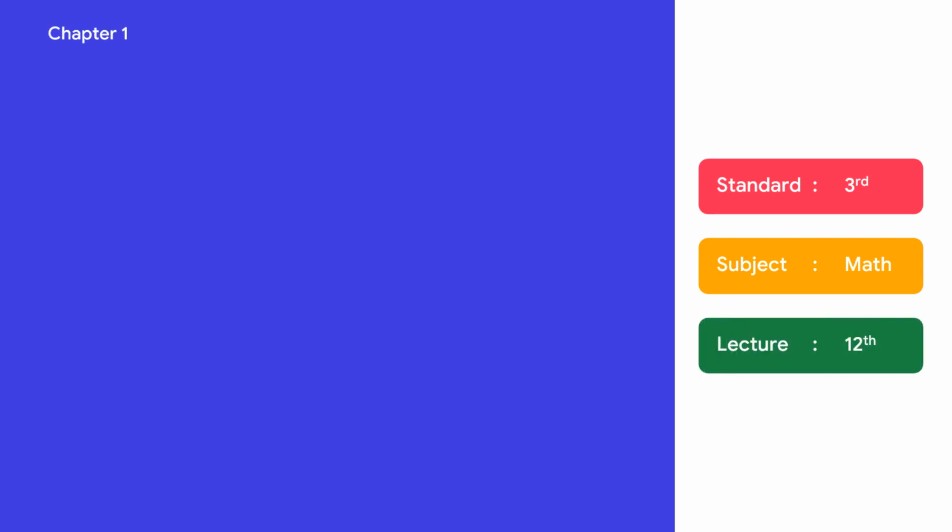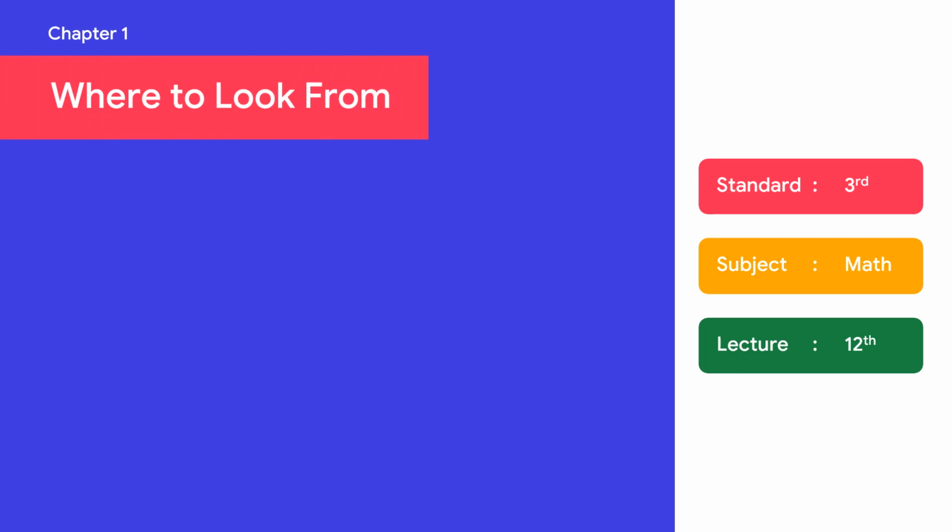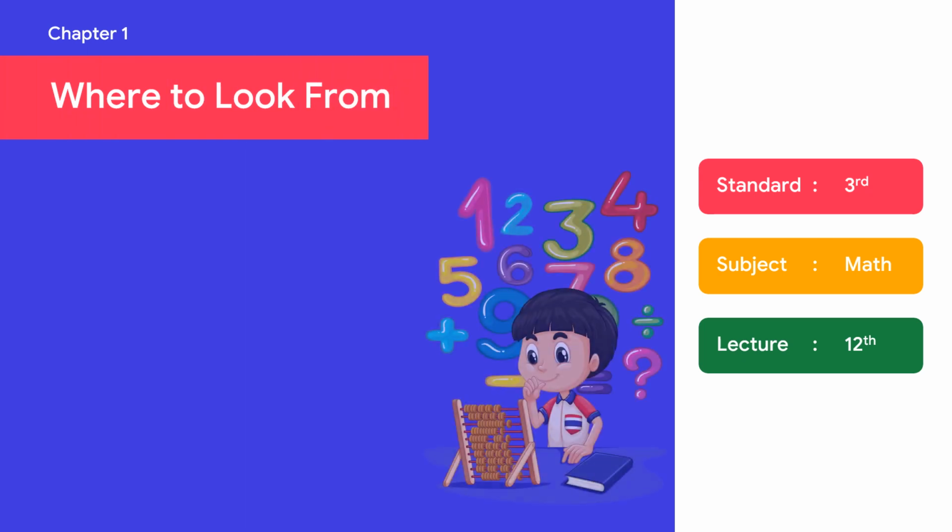Today in chapter number 1, Standard 3rd, Where to Look From, we are going to study some new topics of mirror halls. First we study mirror halls, and then complete the mirror halls in a picture, in a letter and in a word. How you have to draw, how you have to decide which image is that, which word is that, which letter is that in today's session.